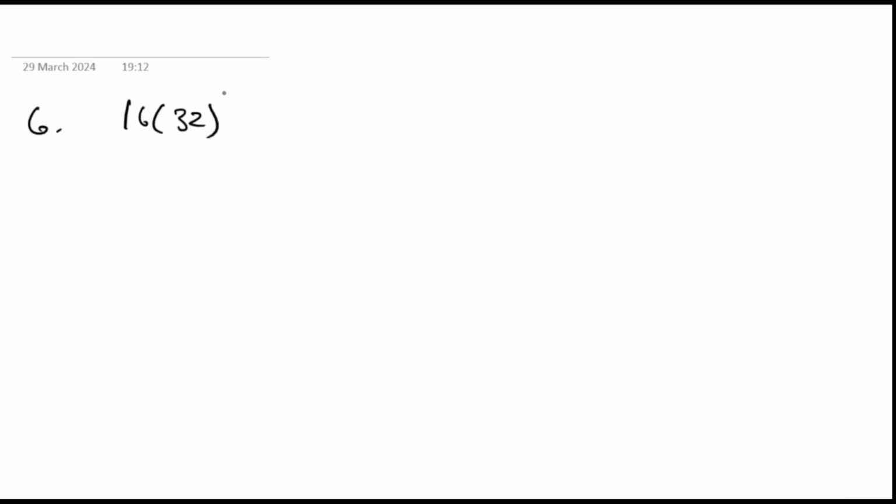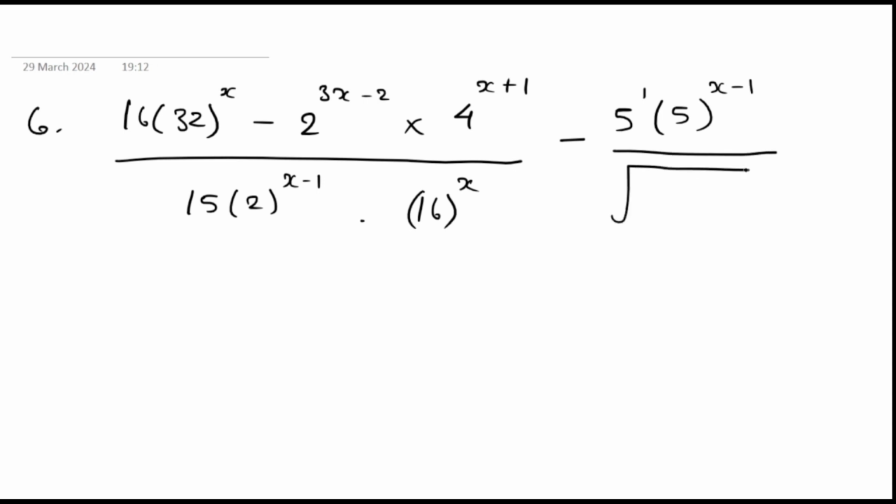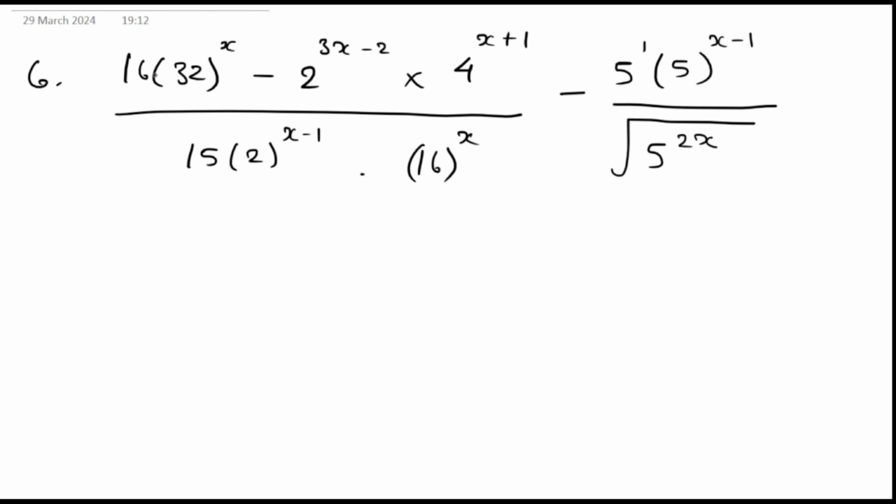16 into 32 to the power x minus 2 to the power 3x minus 2 into 4 to the power x plus 1, the whole divided by 15 into 2 to the power x minus 1 into 16 to the power x minus 5 to the power 1 into 5 to the power x minus 1 divided by root of 5 to the power 2x. Here I'm changing the base of everything to 2.